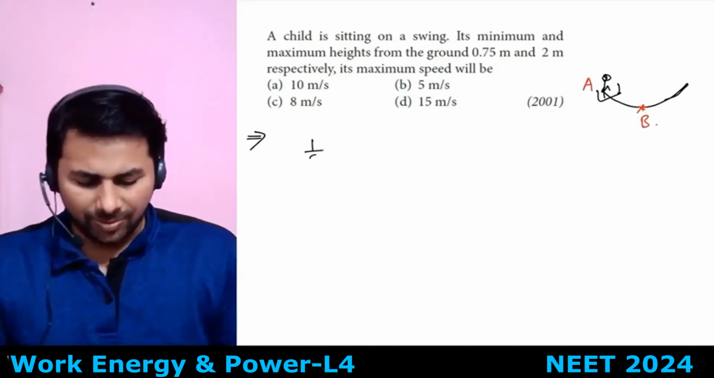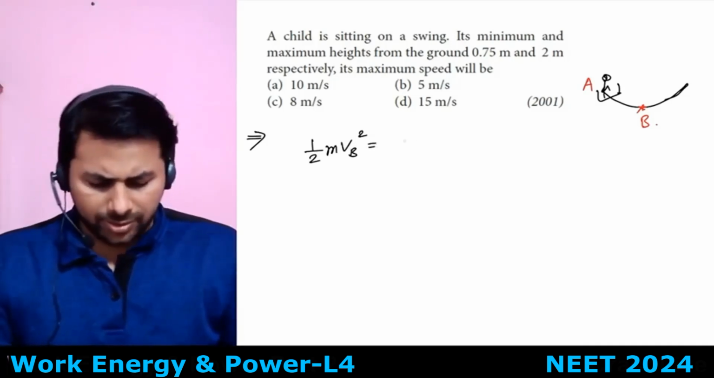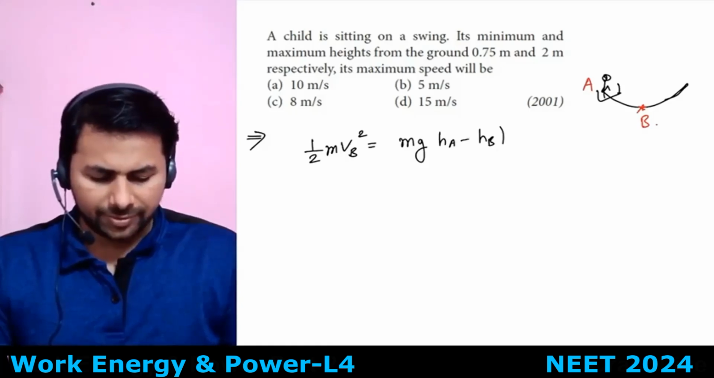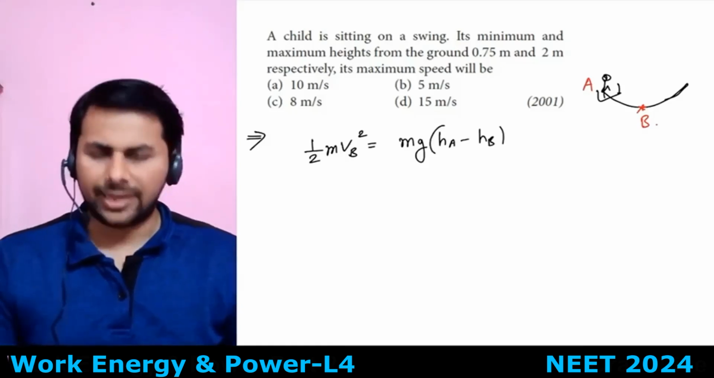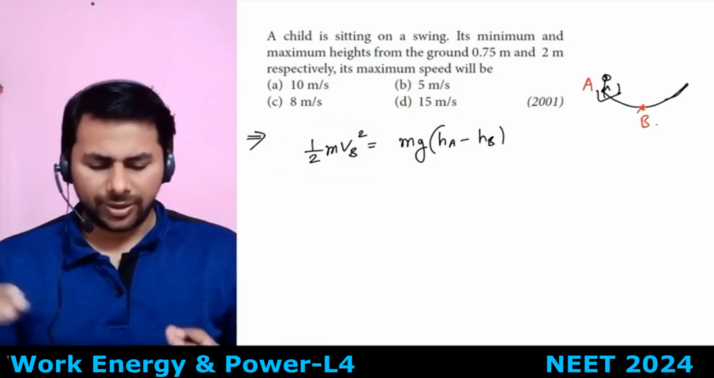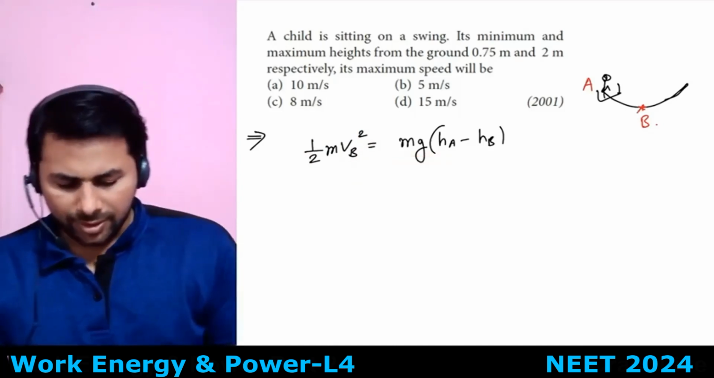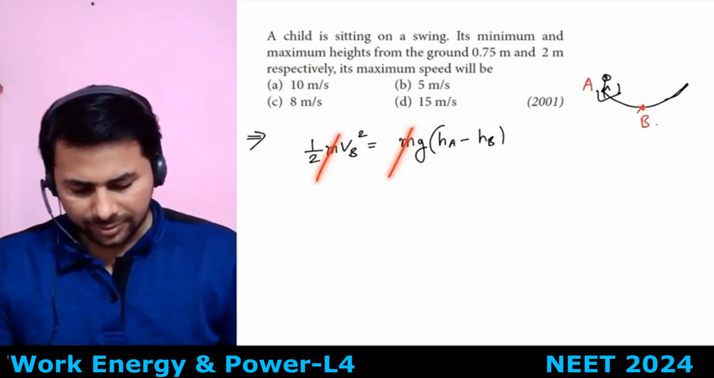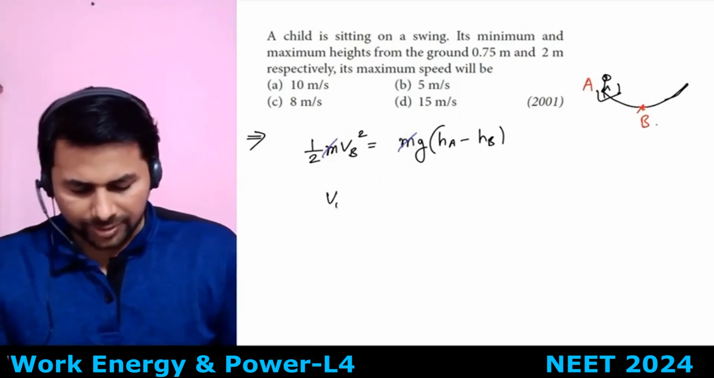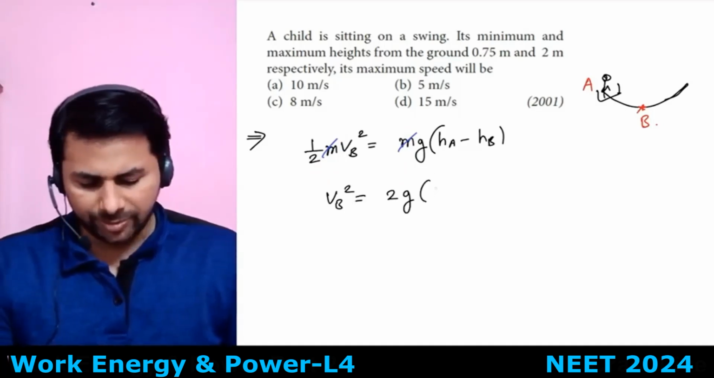Okay. So we can say half of m into vb square is equal to mg into h at A minus h at B. I wrote it directly. This is change in kinetic energy is equal to what? Change in potential energy. So m gets cancelled and you have vb square equals 2 times g multiplied by ha minus hb.